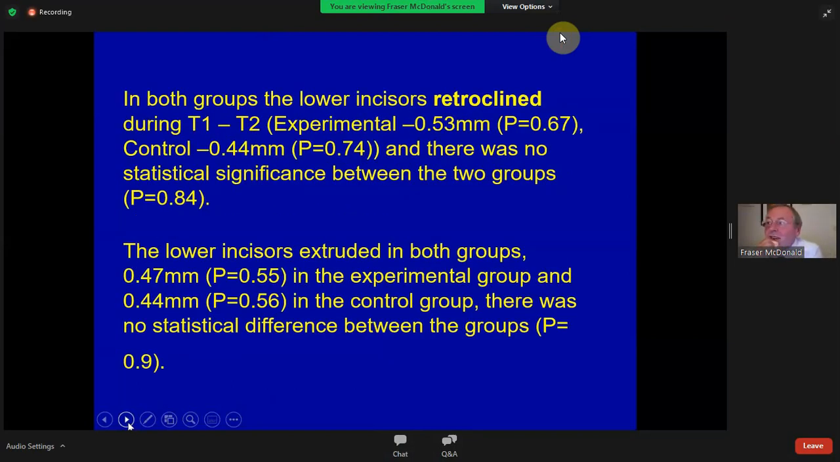What was very interesting, because we all think that one of the things that happens is we procline the lower incisors. Well, in this particular study, I still don't know how it's happened, but it did. So we're reporting what's happened rather than what we thought should happen. The lower incisors retroclined, both with lacebacks and without lacebacks, which seems to go against what everybody else says. The difference between the two was no significance. The lower incisors extruded, that's another thing that seemed to happen.